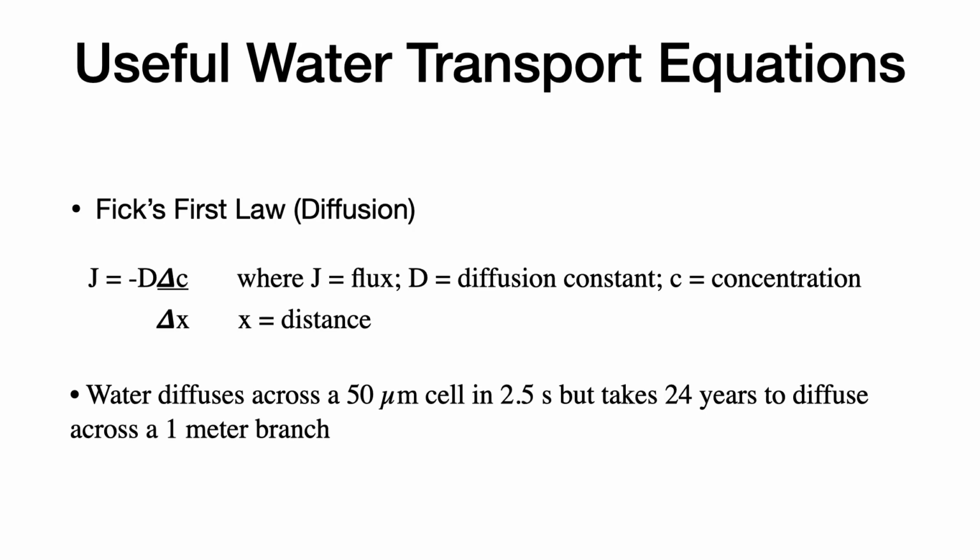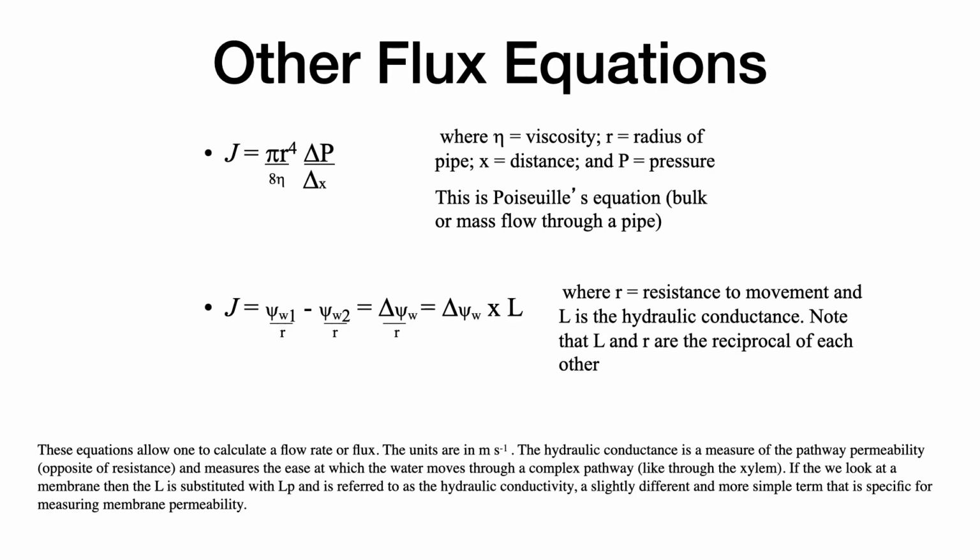So it's clear that water may move easily by diffusion within a cell, but diffusion cannot explain how water moves from one end of a branch, or one end of a tree, to the other. Here are a couple of other flux equations I want to give you before we give an example of how water is taken up into a cell.